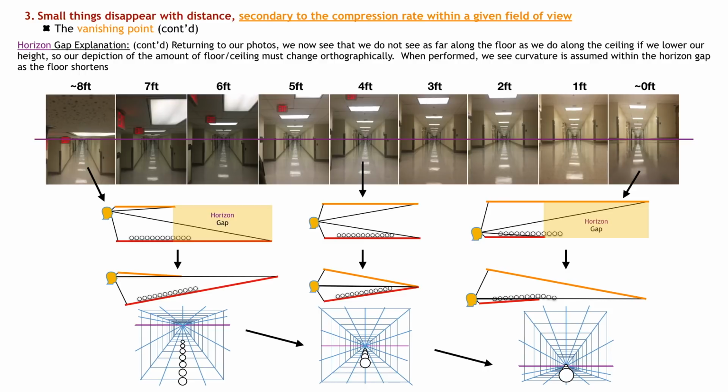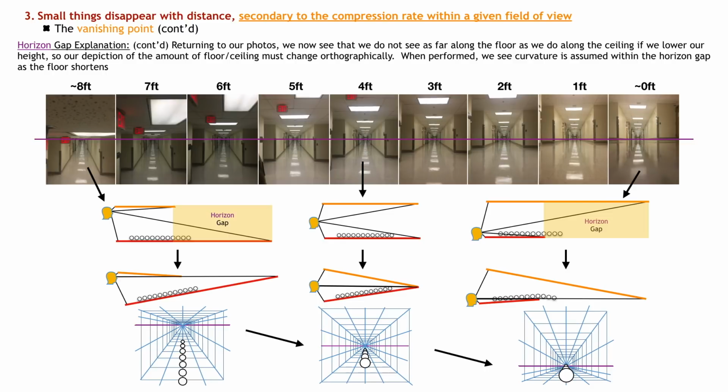But I've tried to give you a conceptual idea of how this looks and how this horizon gap forms. So as in the first case here, I'm at this 8-foot height and I have my eye very close to the ceiling. I'm seeing very little along the ceiling, right? Very short distance along that ceiling. Alternatively, along the floor, which is the red line in this diagram here, I'm seeing a very far distance. I can see a lot of the floor, right?